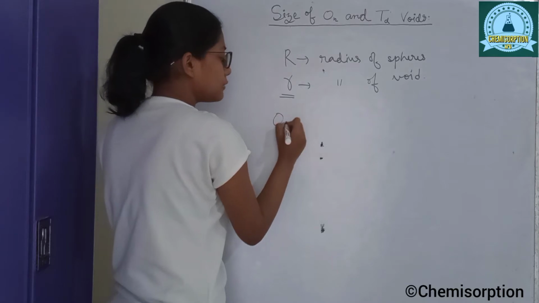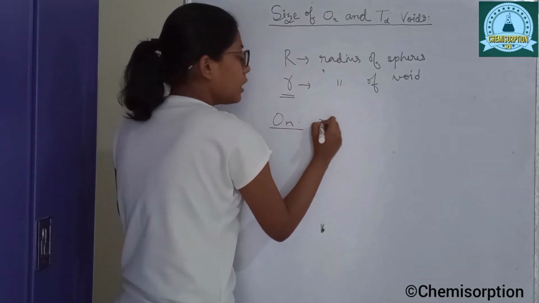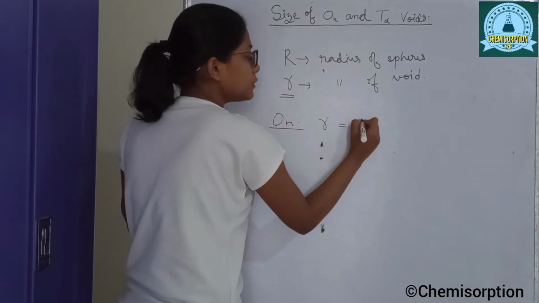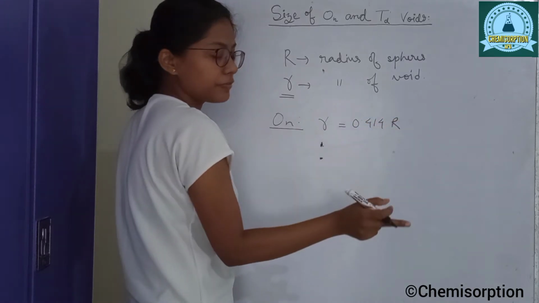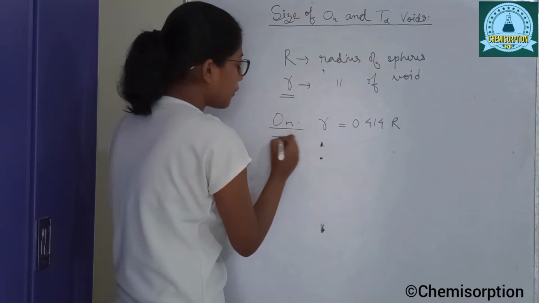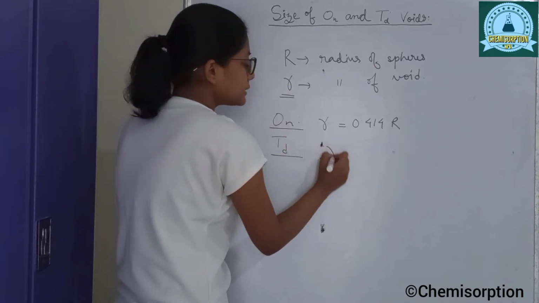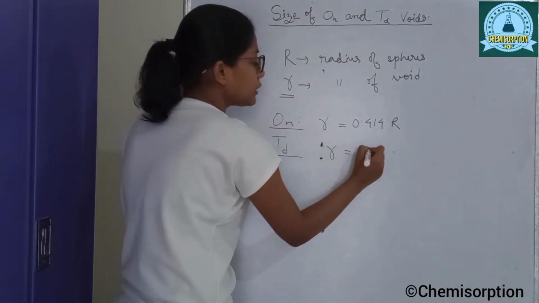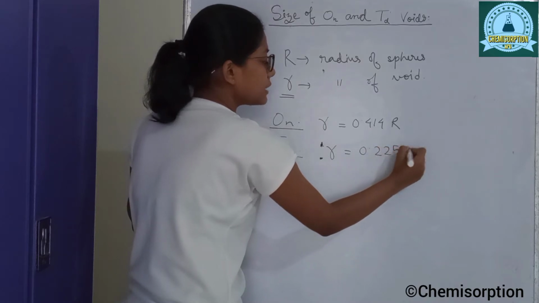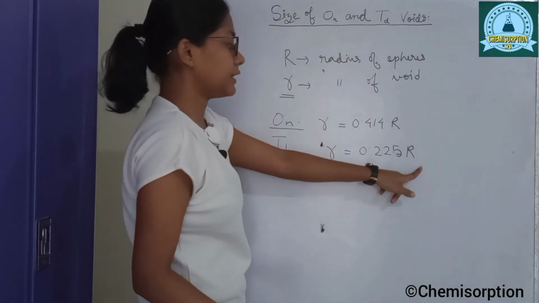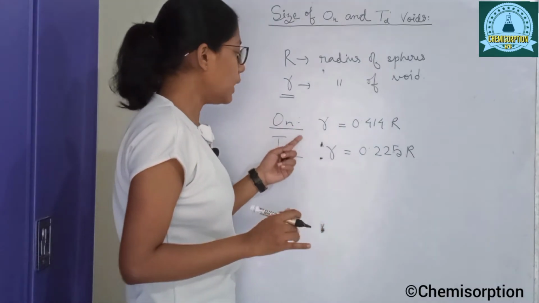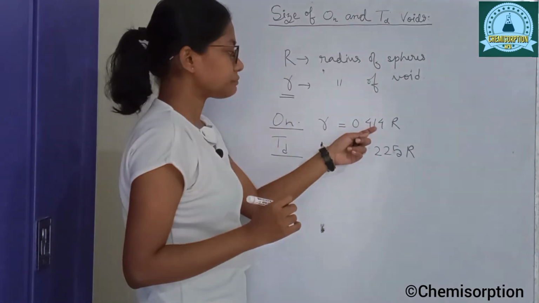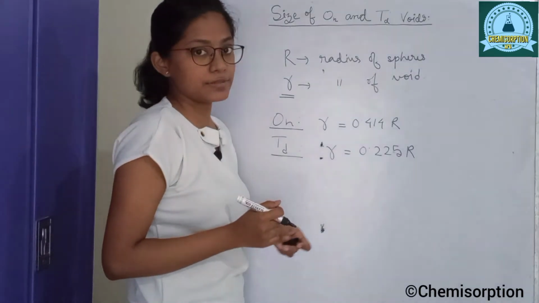For an octahedral void, this relation is: the radius of the void is 0.414 times the radius of the sphere forming the void. And for a tetrahedral void, the radius of the void is equal to 0.225 times the radius of the spheres forming that tetrahedral void. Now we are going to find out how we can derive this relation.